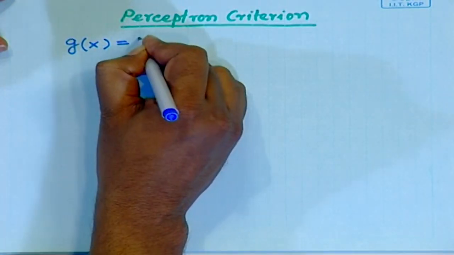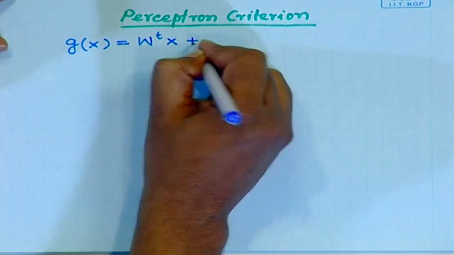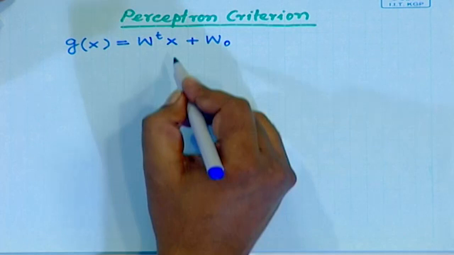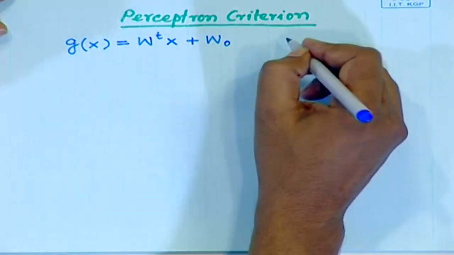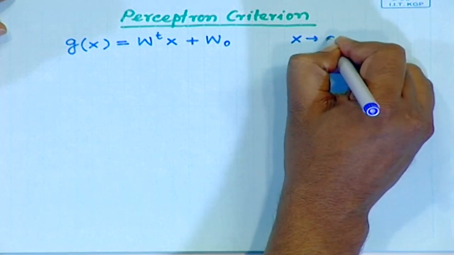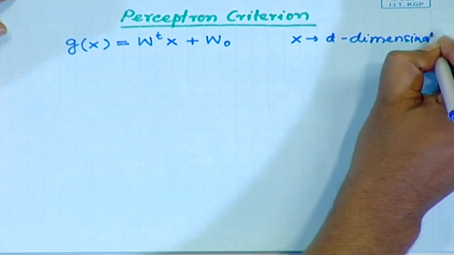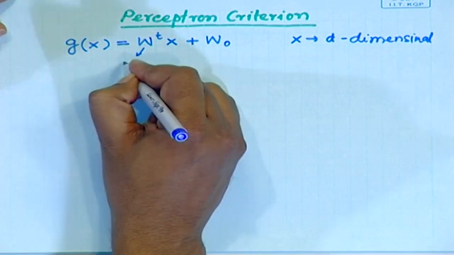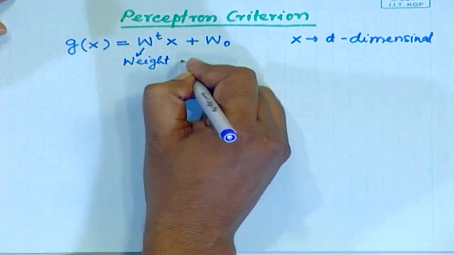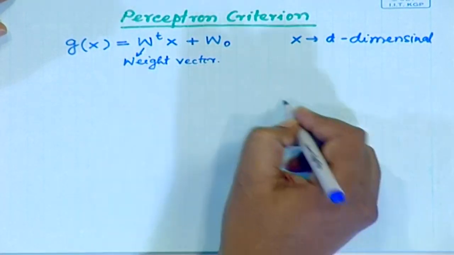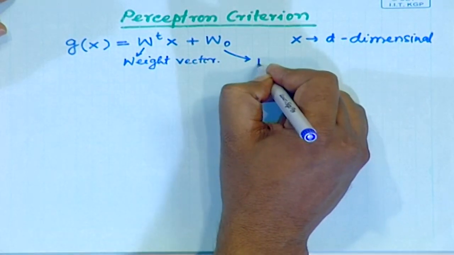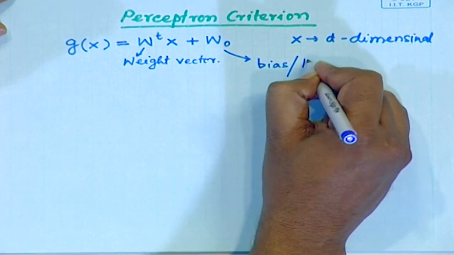Because the discriminant function will be linear, a linear equation can always be written as g(x) = W transpose x + W naught, where x is the feature vector, which we assume is of dimension d, so it is a d-dimensional feature vector. W is called the weight vector, and W naught is called the bias or threshold weight.